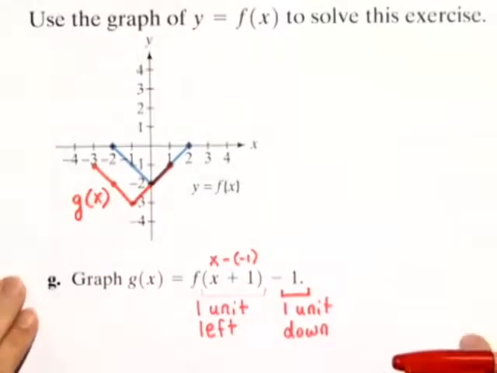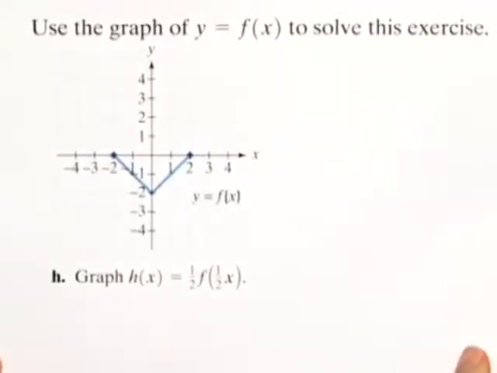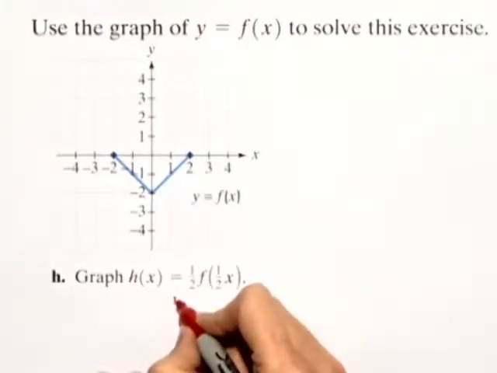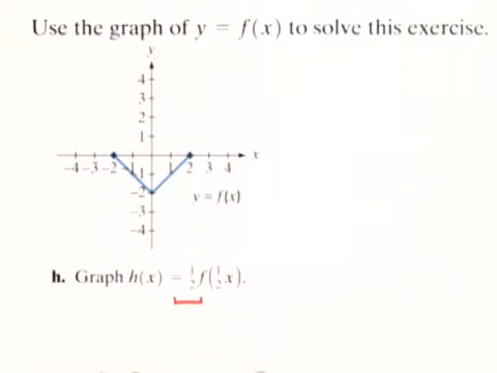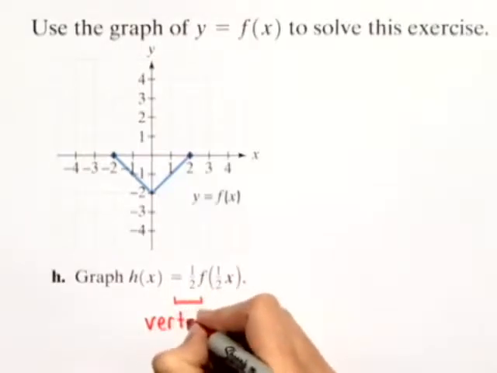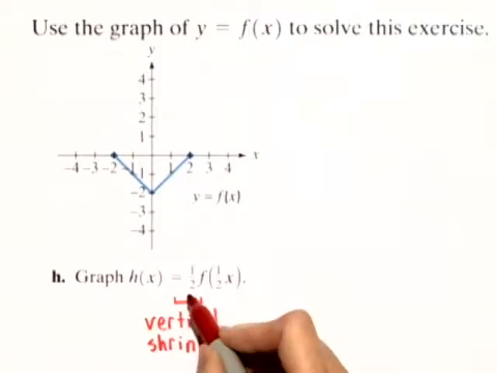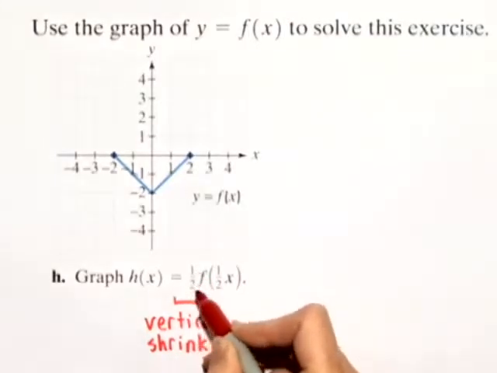Let's move on to part H. Again, we want to use our original graph of y equals f of x to graph a new function, h of x. In this case, h of x is equal to 1/2 f of 1/2 x. So again, we have some sort of a transformation. In this case, this 1/2 in front of our function represents a vertical shrink. In other words, we're going to take each y coordinate and multiply it by 1/2.